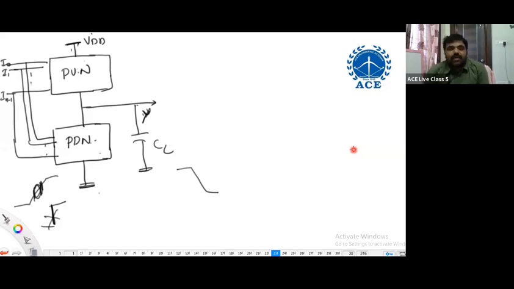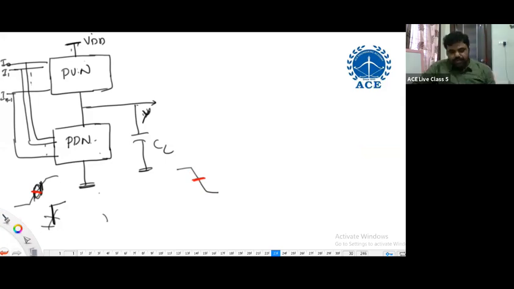In general, we say that 50% input transition to 50% output transition is exactly propagation delay. The time required from this point to this point is considered as a propagation delay.